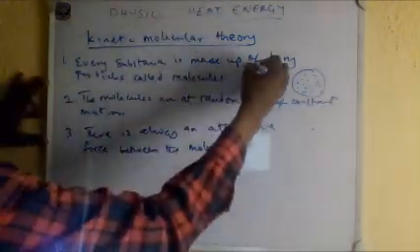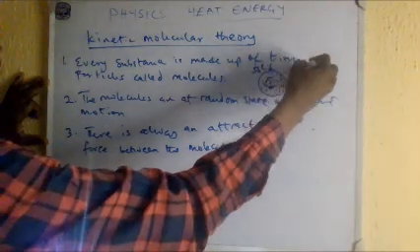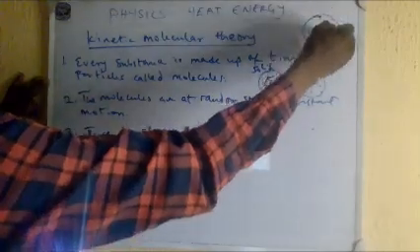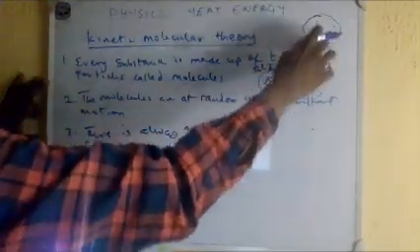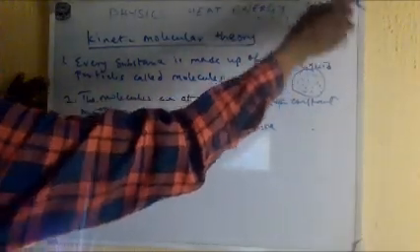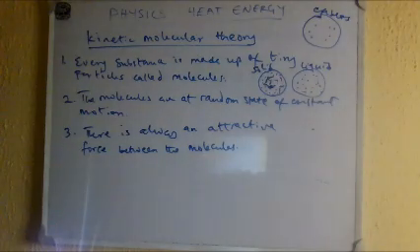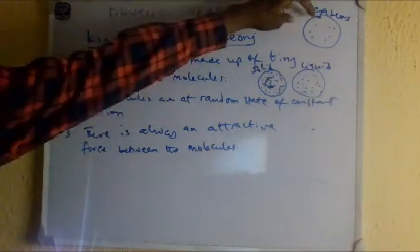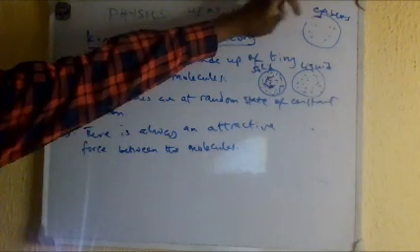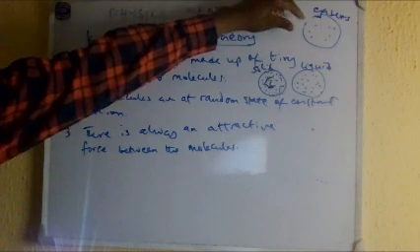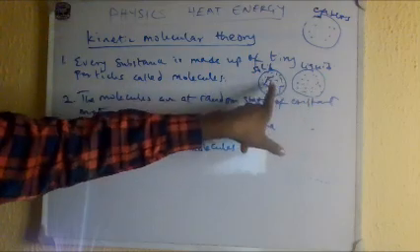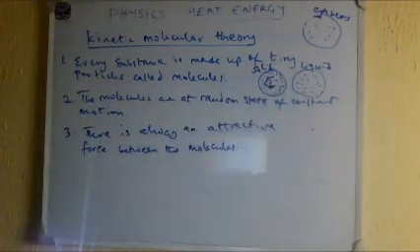Let me just label this as solid, liquid. Then there will be a state for gaseous where the molecules are far apart. So for gaseous states, the attractive force is smaller. Why? Because the distance between two molecules is very wide. They are far apart. So the attraction is not as strong as this, and conversely, this one is not as strong as this. This is the strongest in terms of the force of attraction.